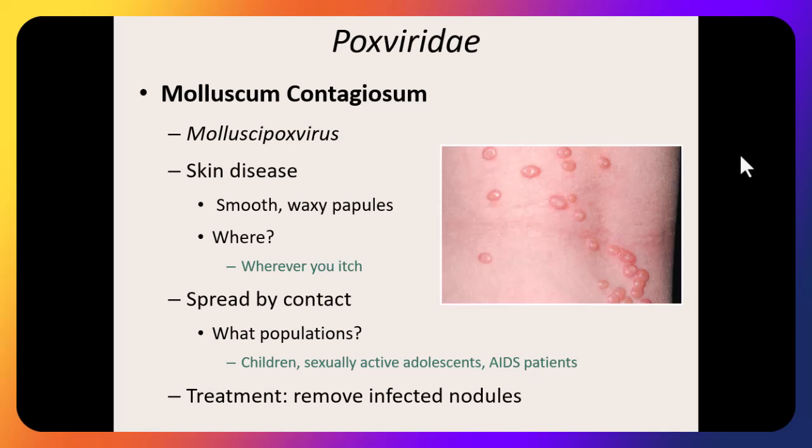The populations that usually are the ones going in and getting diagnosed that seem to have the highest number of cases are children, because they touch everything and they itch everywhere. Sexually active adolescents, because again, it can get spread during sexual contact. And then AIDS patients, because they really have no immune system to even get rid of the virus.